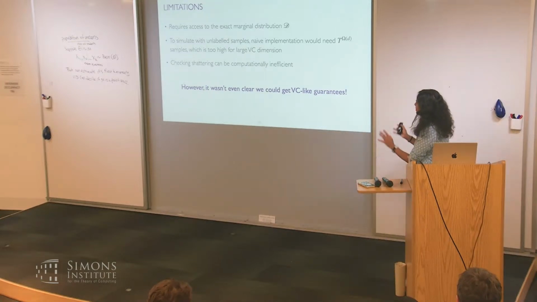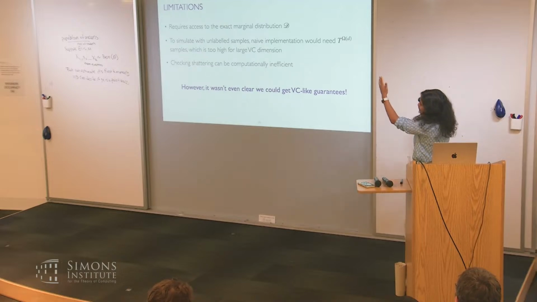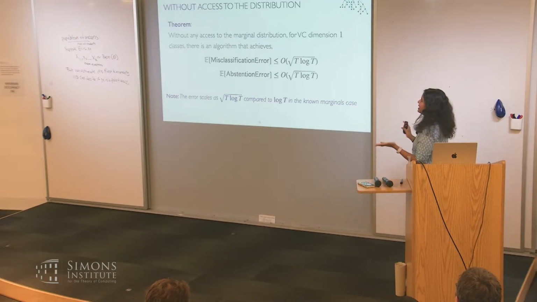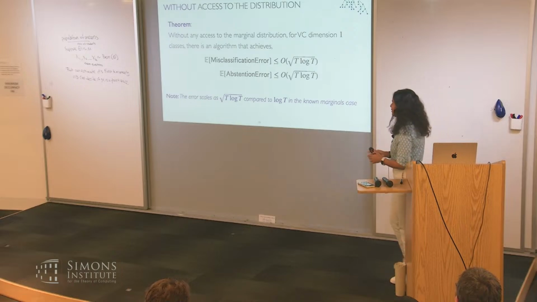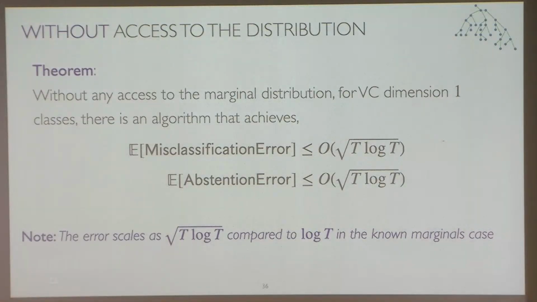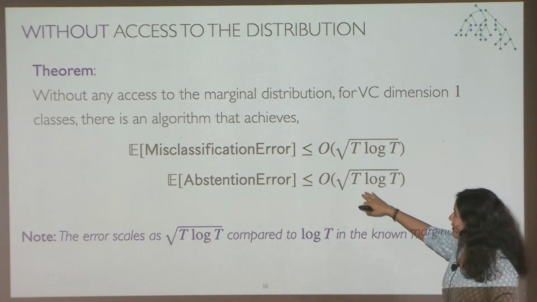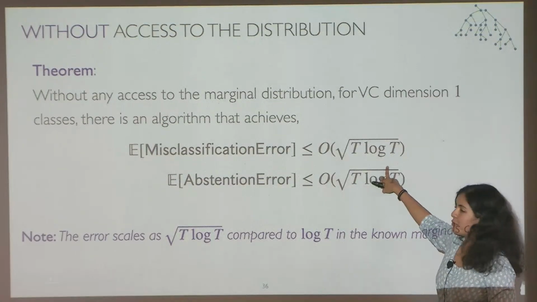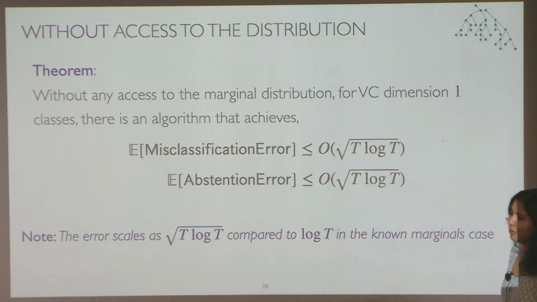So that was the goal. The goal I started with is just to show VC-like guarantees, but it would be nice to remove this. In some cases, we can. This is not going to be very satisfying, but for VC dimension 1, any VC dimension 1 class, you can get this without access to the marginal distribution. So you don't need to know anything about the marginal distribution. You can get guarantees, but they're significantly worse. You get square root t kind of regret instead of the log t that we were getting before.